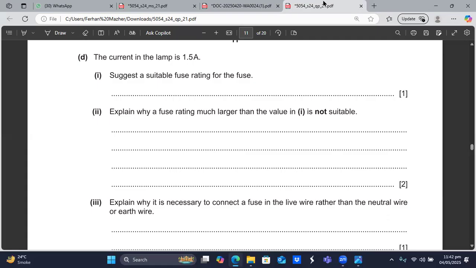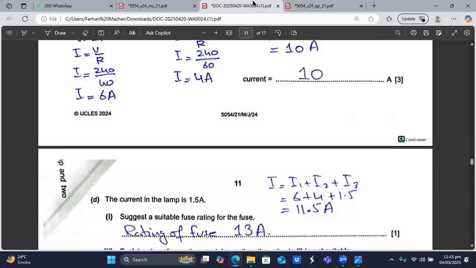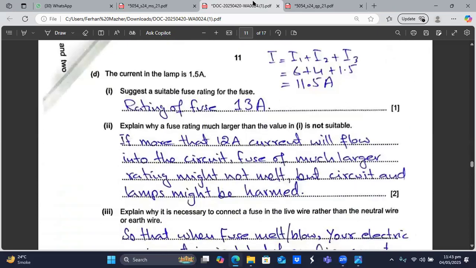Now we know the current in the 3 branches. In the lamp, the current is 1.5 ampere. In one heater, the current is 6 amperes. In the other heater, the current is 4 amperes. So the total current coming from the battery is 6 plus 4 plus 1.5. So that is 11.5 ampere. So the fuse must be more than 11.5 ampere. It can be 13 ampere. It can be anything more than 11.5 ampere.